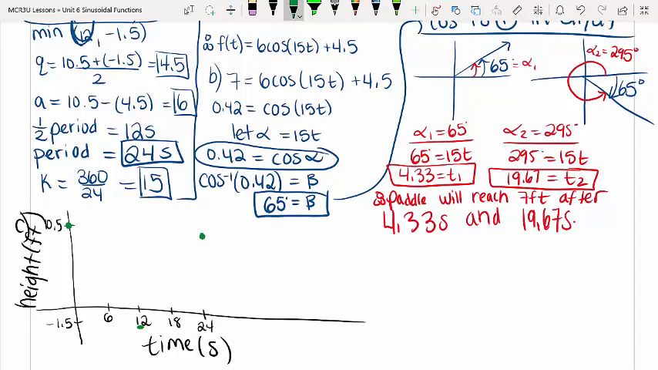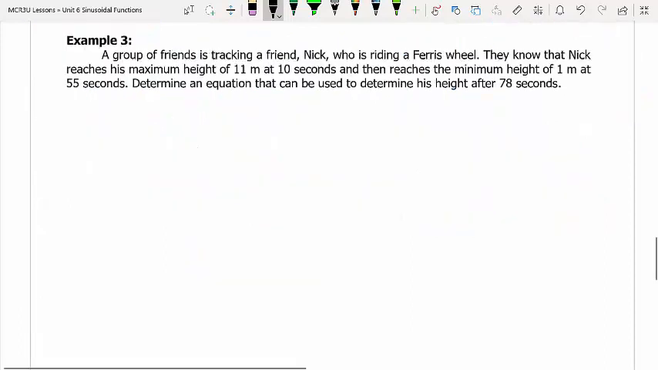Finally, from part B of the question, we learned that the height is 7 feet after both 4.33 and 19.67 seconds. So we know we're going to have 2 other points that we can plot on that graph. Okay, and the last thing you should put on that graph is the axis of the curve, right? That occurs at 4.5.